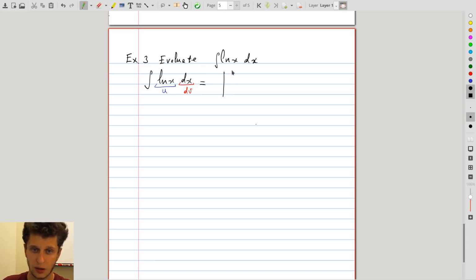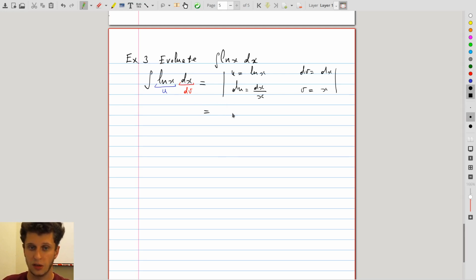Now, with that in mind, let's see what we have. So the setup is that we have u equal to log x and dv equal to dx, which means that v is x itself, the antiderivative of 1, and du is the derivative of log times dx. So that's dx divided by x. Great.